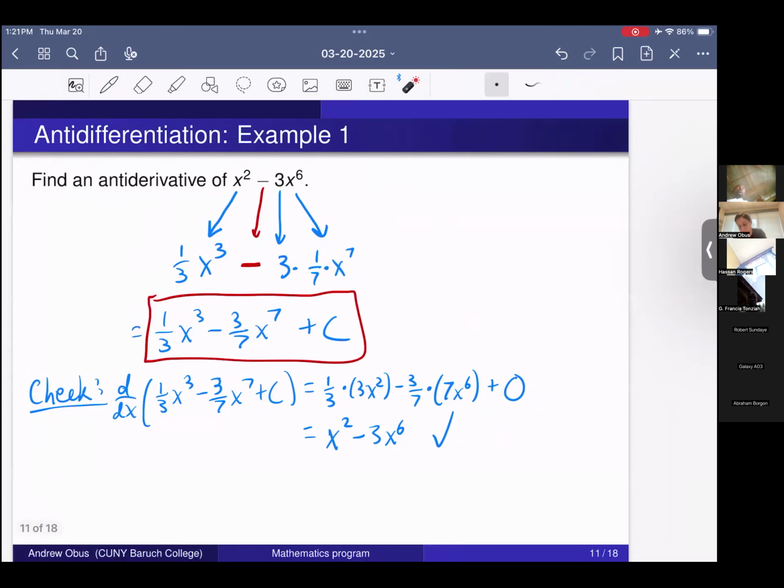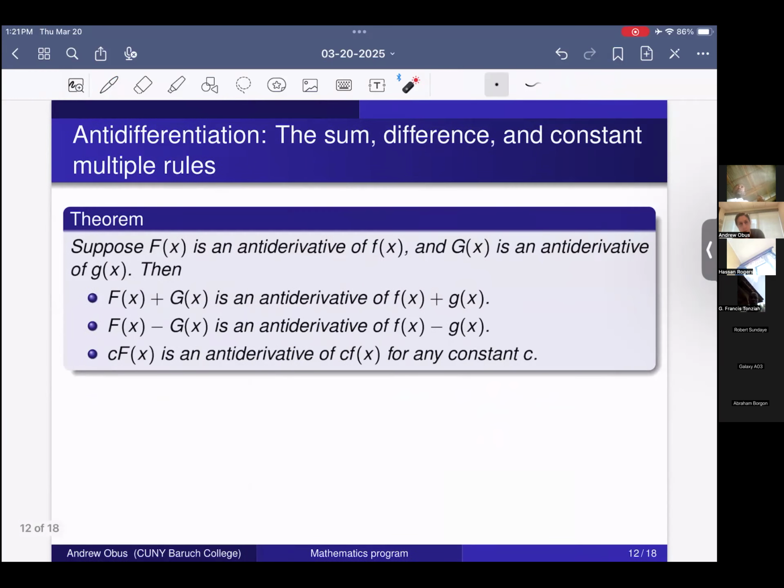Okay, let me state this as a general rule. So we have the power rule and then the other basic rules, which are exactly the same as the basic rules we have for differentiation, are what we call the sum, difference, and constant multiple rules. So let's say we've got two functions, f of x and g of x, and they have antiderivatives capital F of x and capital G of x.